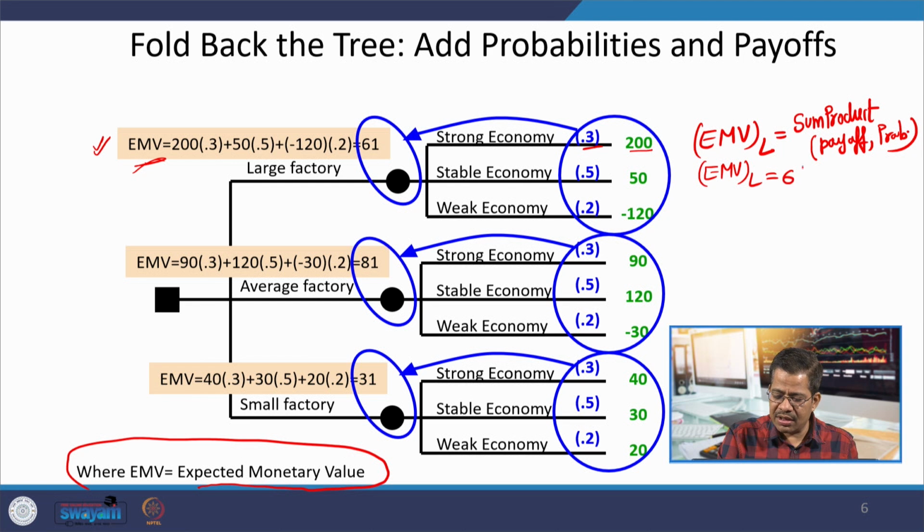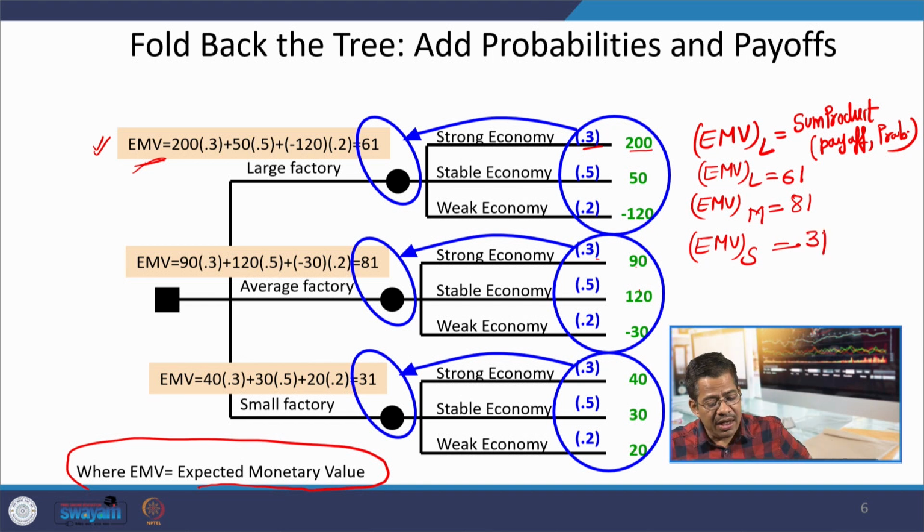as 61 rupees. The associated expected monetary value of a medium size factory is calculated by multiplying respective probabilities and their payoffs, it will come to be 81, and the expected monetary value of a small factory will come out to be 31.